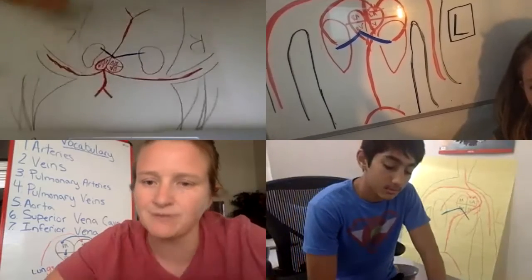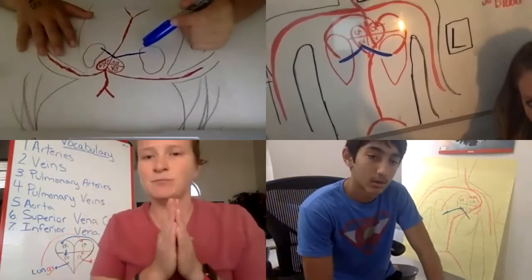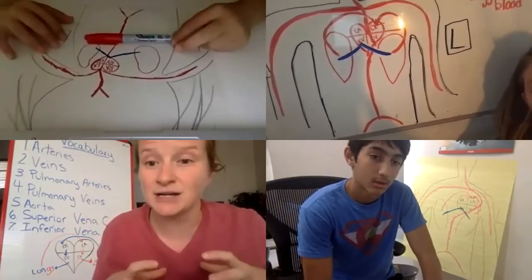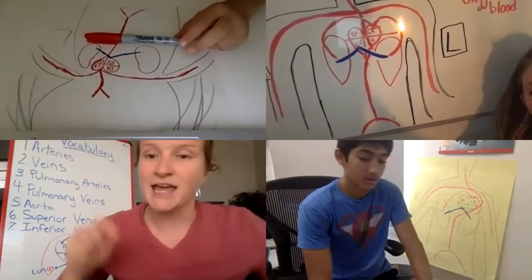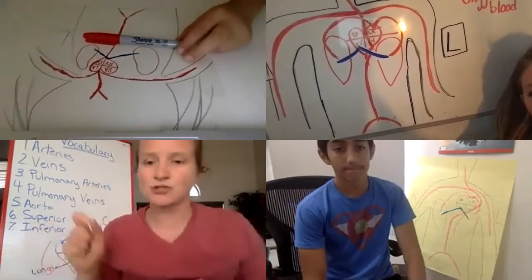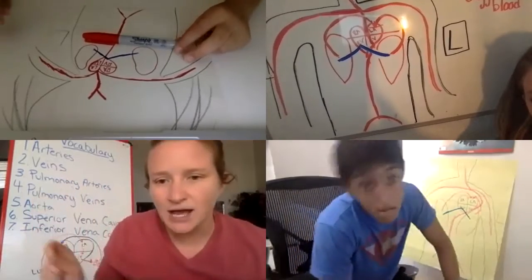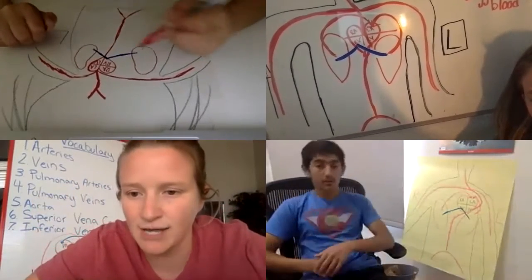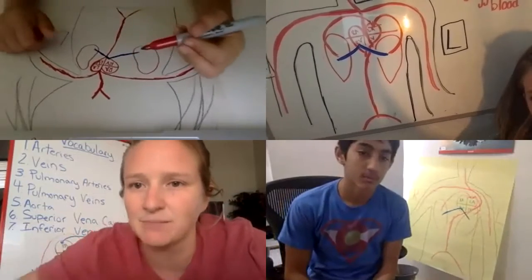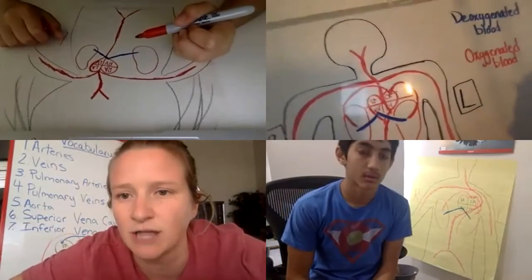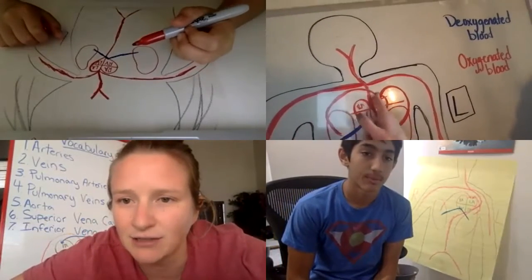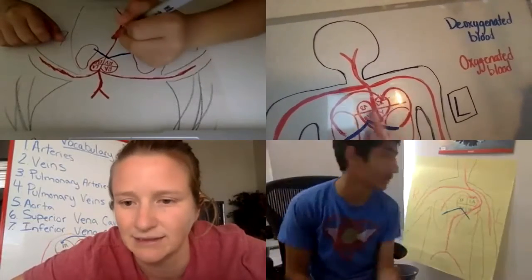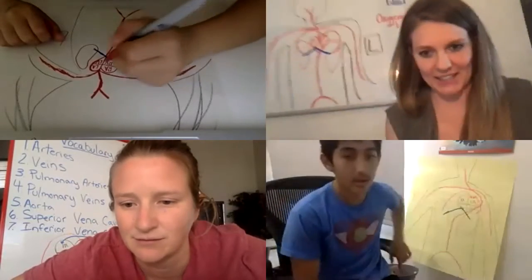Perfect. And now you can get rid of that blue marker, because we have now picked up our oxygenated blood, which is our red marker. And from those lungs, you will draw a red line that goes up to the left atria. So go ahead and draw a red line, kind of like Mandy. Mandy, can you point to your lung and your left atria? It goes to the top right side of the heart, the left side. Okay. Yes.